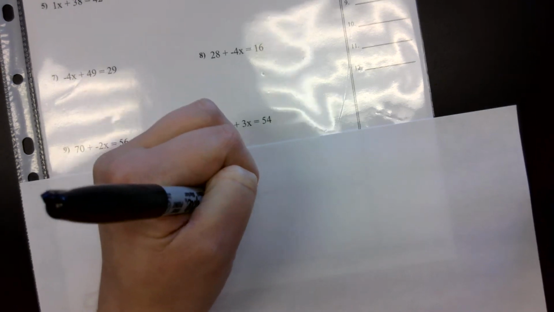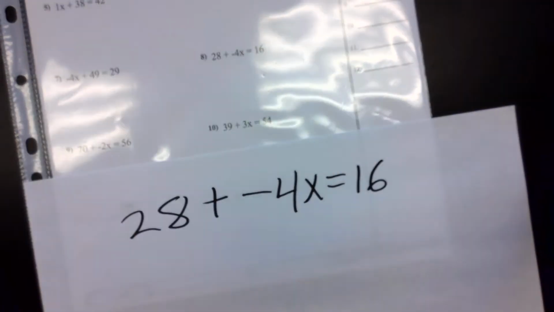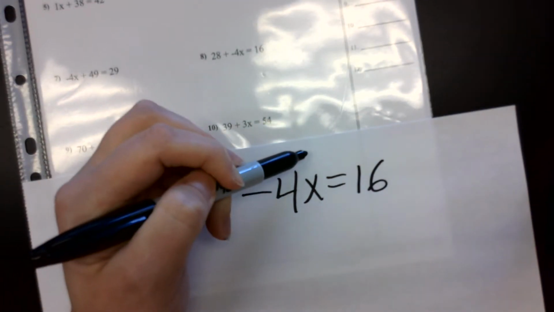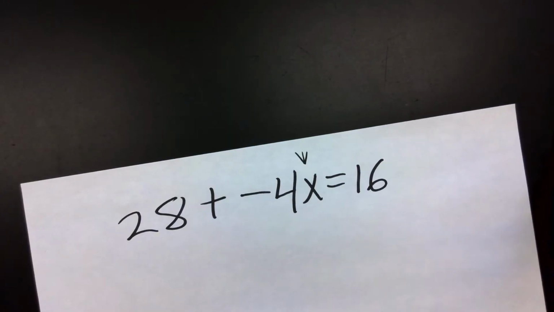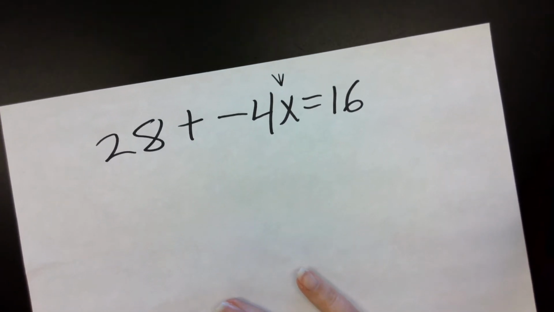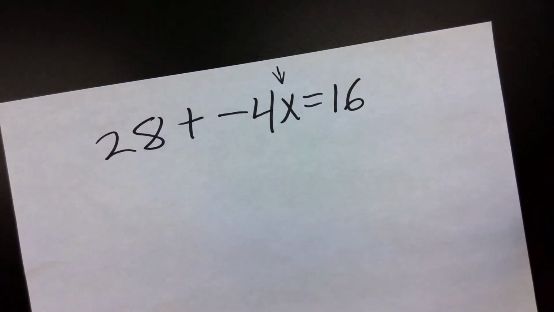Let's see. Let's do number 8. I remember people having trouble with 8. So 8 is 28 plus negative 4x equals 16, and we're supposed to find x, the value for x. Okay?